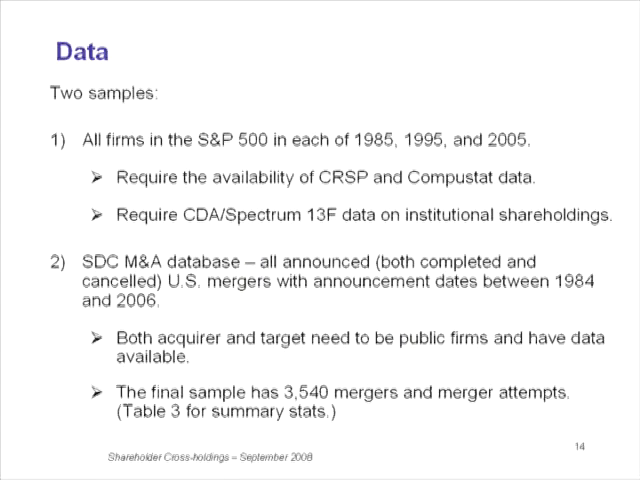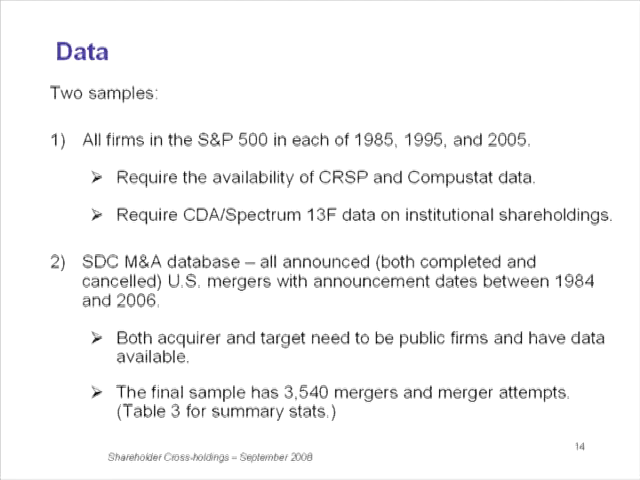Okay, so just quickly on the data, it's relatively standard data. For the first part, where we're looking at this in general, we're just looking at the S&P 500 and then the next 100, 85, 95, 2005. We need CRSP and CompuStat data, and we need 13F data. The 13F is the required filing. If you manage $100 million or more in the U.S., you have to file this 13F form quarterly with the SEC, which outlines your holdings. And so we have those data.